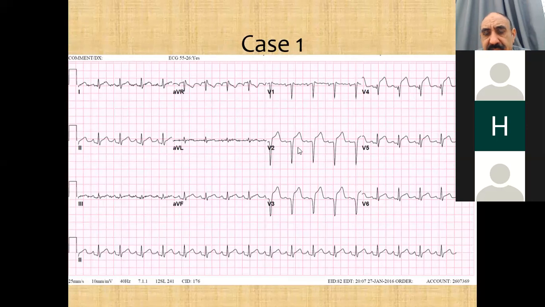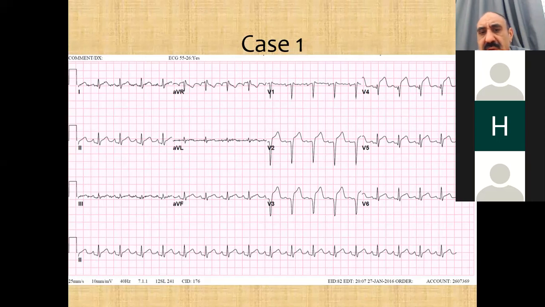There are appreciable deep Q waves in V2, V3, V4, and there is a small R in V5 and also a smaller R in V6, but there is still some ST elevation, and probably there is some ST elevation in lead 1. So this is a patient with late presentation anterior STEMI or anterolateral STEMI, or anterolateral MI, and he's already chest pain free. So what shall we do?